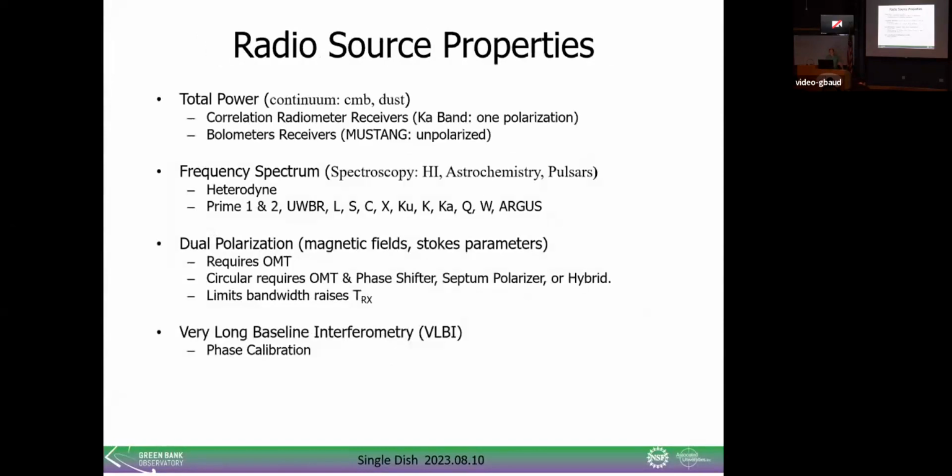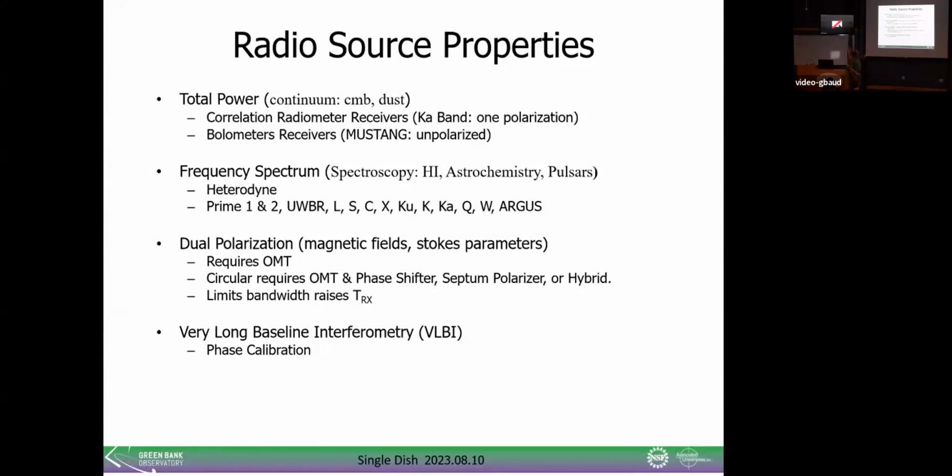Okay, so some radio source properties and what kind of science can be done with these. We have 2 total power receivers, which are photon counters. With the heterodyne receivers, you get phase and amplitude information that you can correlate and build a spectrum from. 2 of these receivers are just total power. They throw away the phase information, and they're like photon counters.